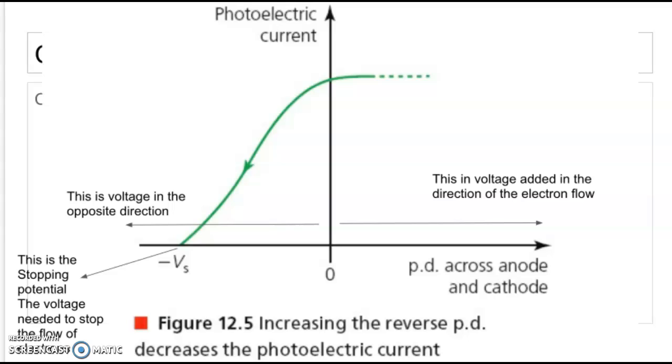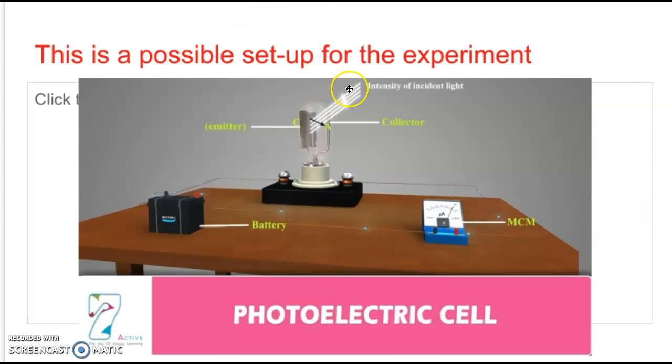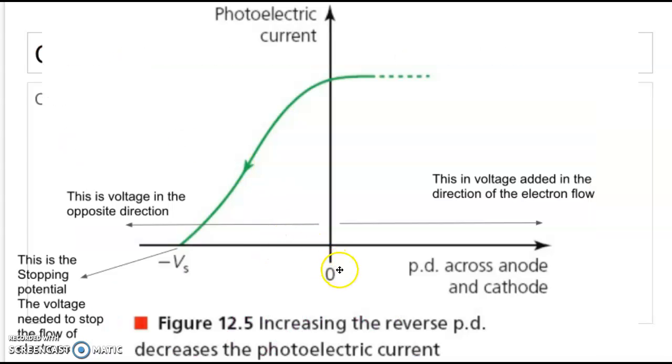So let's have a think. What happens to this graph if I increase the intensity of the light? If I increase the intensity of the light, then the number of photons increases. And each photon will release an electron. So that will increase the number of electrons flowing. If the number of electrons flowing increases, then the current increases. Because remember, current is number of electrons per second. So this graph will look like this. Without the applied voltage, the photoelectric effect will have a higher current. Why? Because there's more electrons per second.